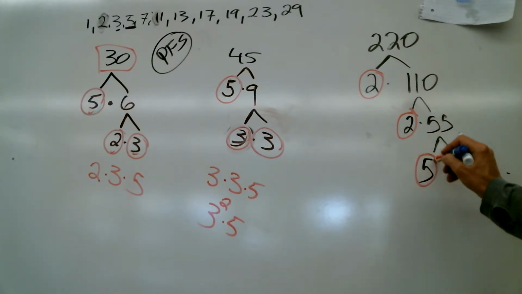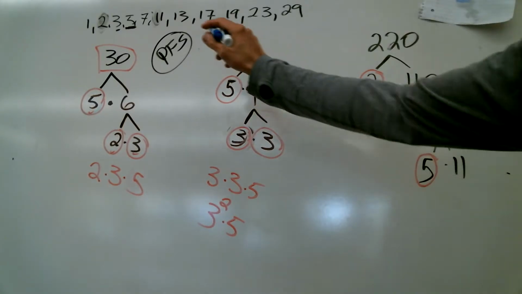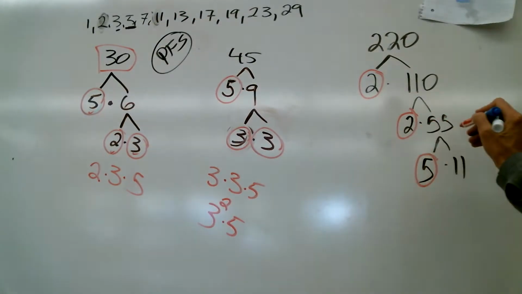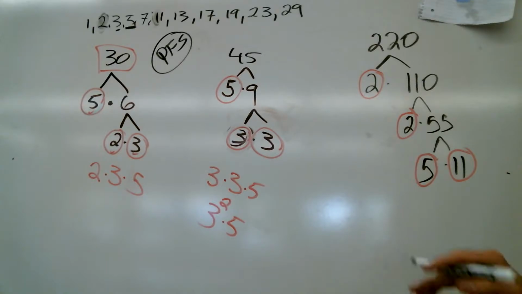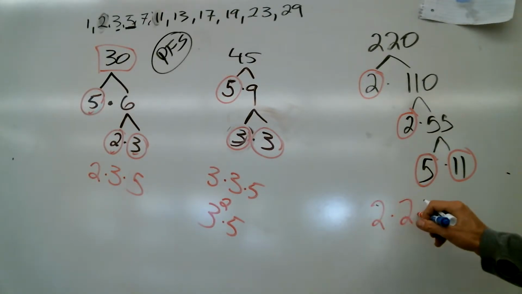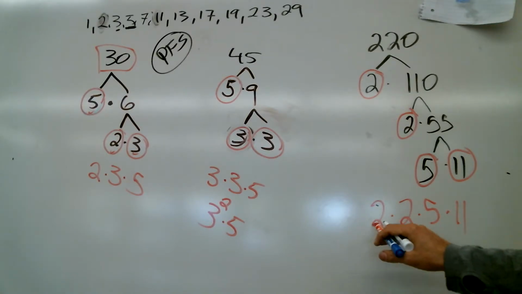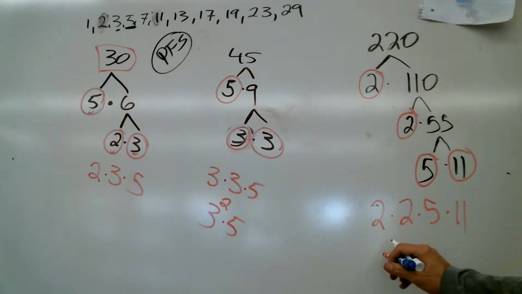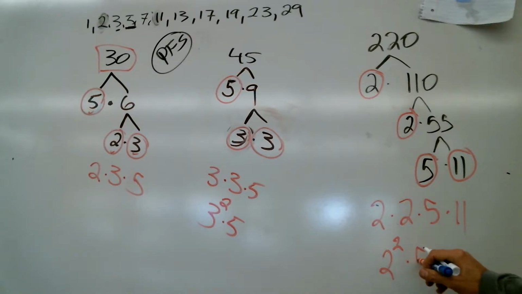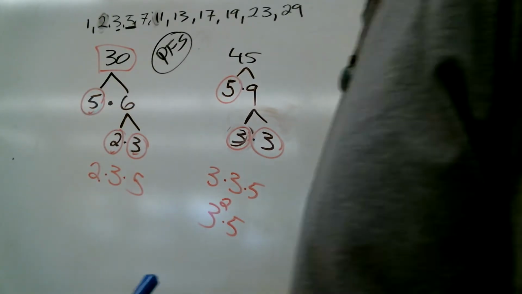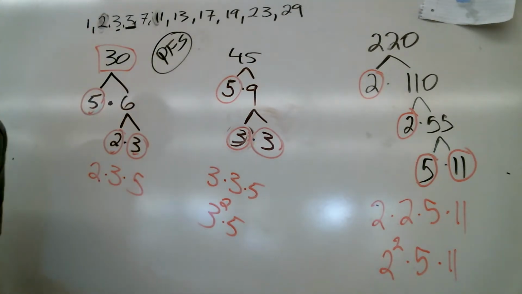Ooh, that's interesting. 11, prime number. So we get to circle that. We're actually done. This one didn't take long. Prime factor sequence is going to be 2 times 2 times 5 times 11. How else can we write 2 times 2? 2 squared times 5 times 11. And that's it. So the goal here is to get really fast at this.